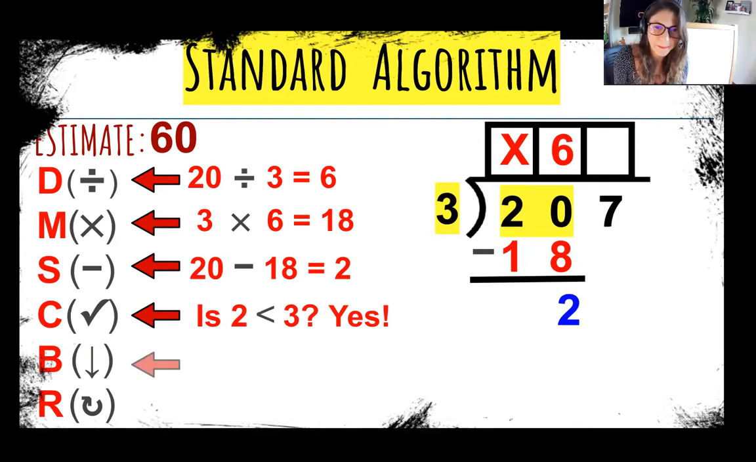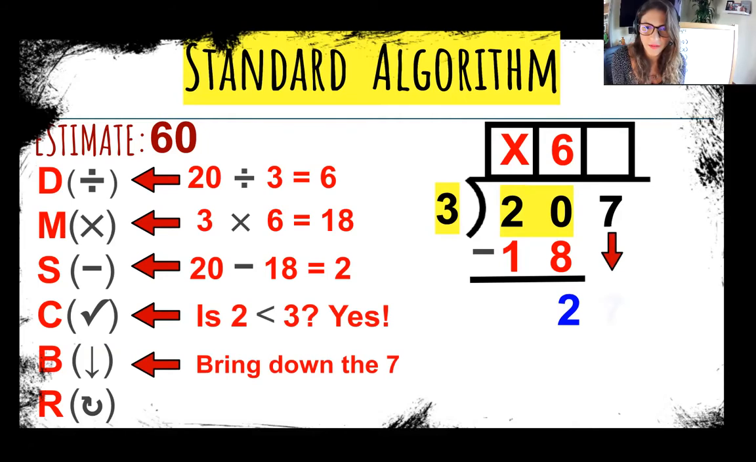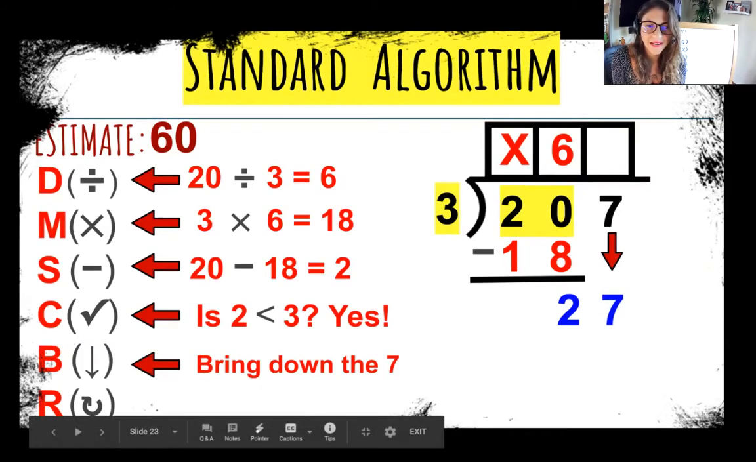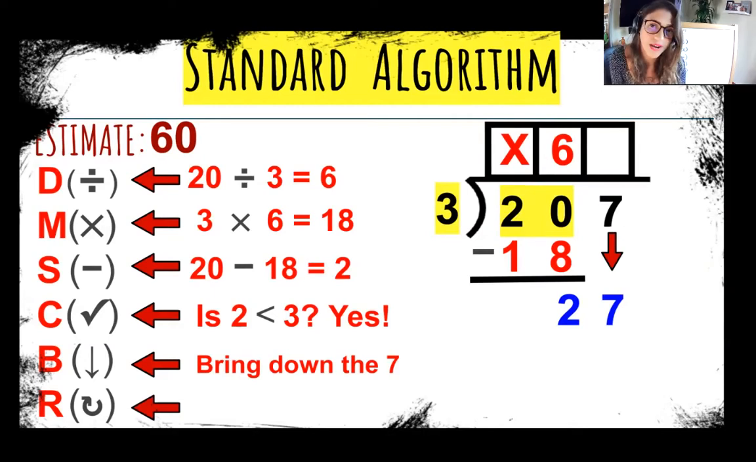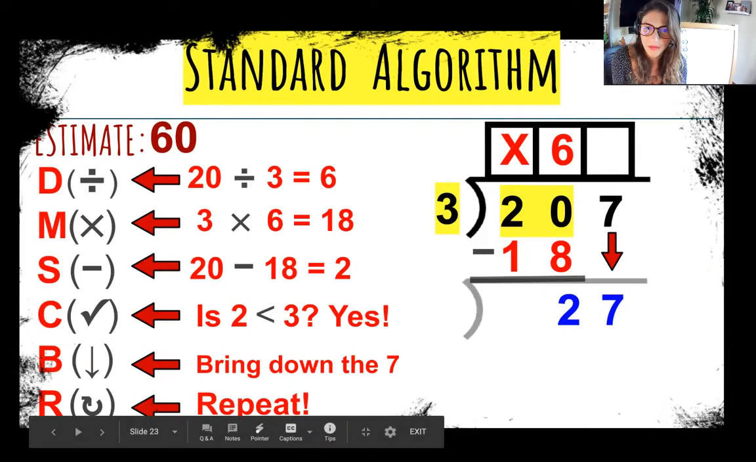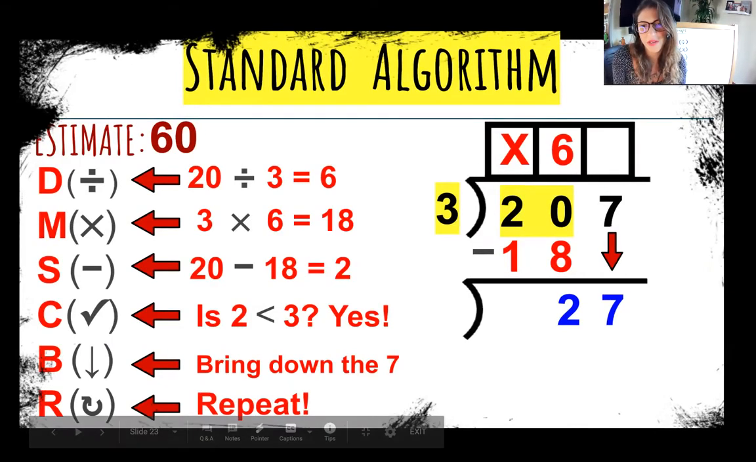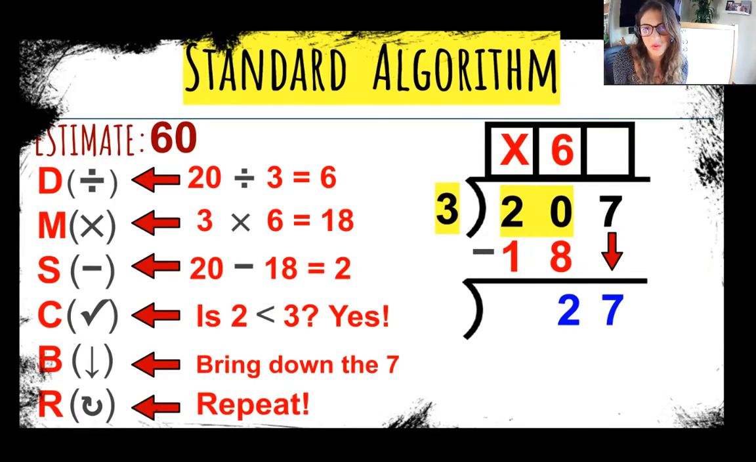All right, next step, bring down. We're going to bring down our 7. And then we repeat. When we repeat, that means we are going to create, starting from the top, a new division problem. So I'm going to put my new table here, and instead of 3 into 207, I am going to solve 3 into 27.